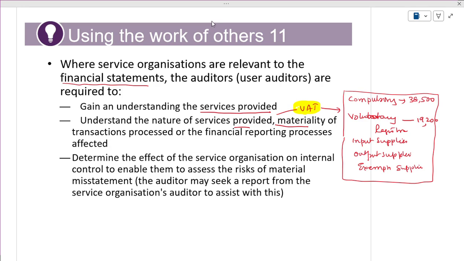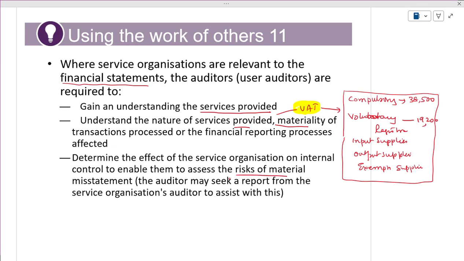It gives you a good understanding. Okay. Determine the effect of service on internal controls. When you are taking the service organization, definitely we have to see how effective the internal controls are, even within the organization from our side and with respect to the service organization also. Internal controls play a very significant role to enable them to assess the risk of material misstatements.